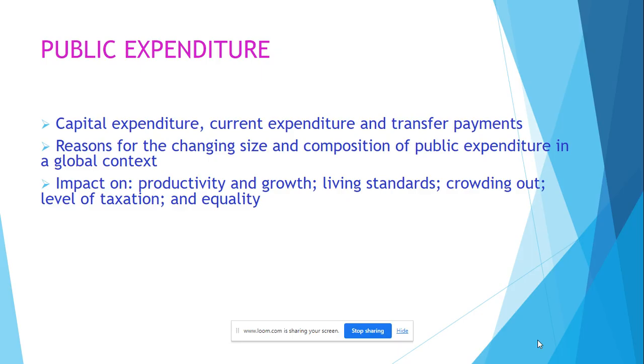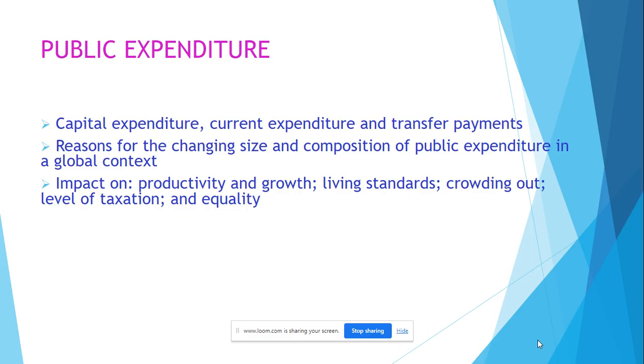It can be capital expenditure. This is spending on infrastructure, for example, roads, schools, hospitals. This is investing in capital for the long term. Current expenditure is day-to-day spending, for example, on wages of people employed by the government, so nurses and teachers, for example. Transfer payments are payments by the government to people for which they receive nothing in return. For example, paying unemployment benefits. This is a transfer payment.